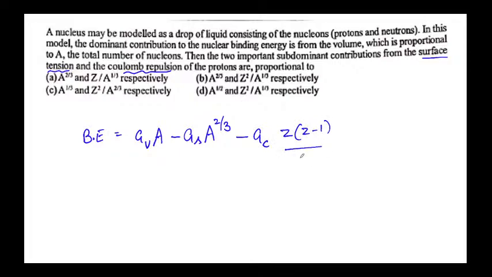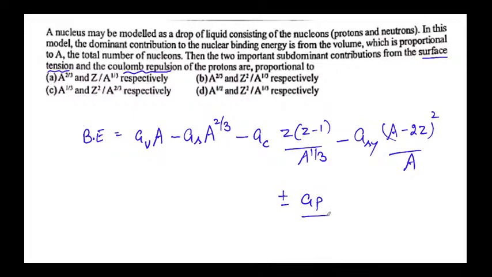So again, we should know the expression for the binding energy: A_V A minus asymmetry times A^(2/3) minus a Coulomb energy, which is Z(Z-1) over A^(1/3), minus asymmetry energy, which is (A-2Z)^2 over A, plus or minus pairing energy, which is A_P over A^(3/4).